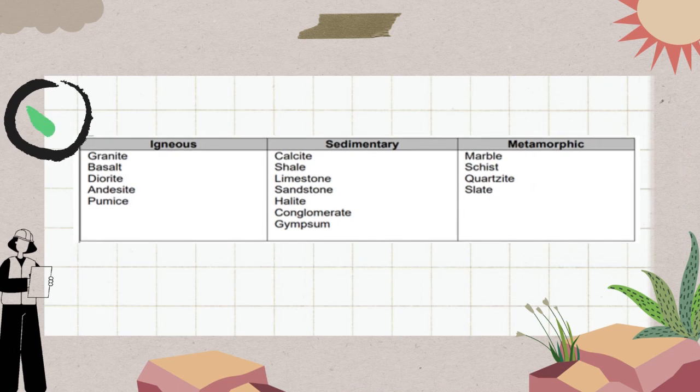It is now time to check your answers. Under igneous rock, we have granite, basalt, diorite, andesite, and pumice. Then, under sedimentary rocks, we have calcite, shale, limestone, sandstone, halite, conglomerate, and gypsum. Then, under metamorphic, we have marble, schist, quartzite, and slate. Are your answers correct? Excellent!